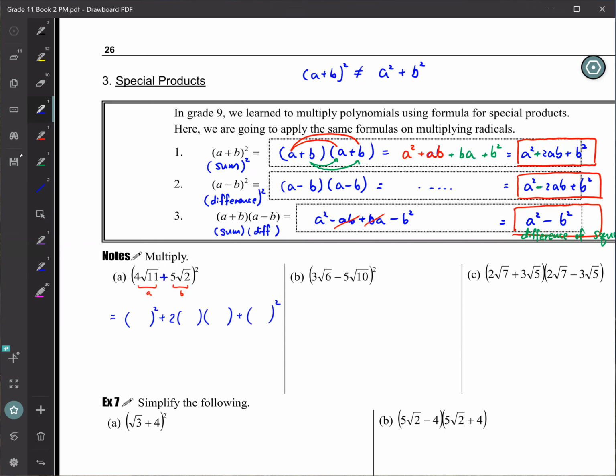You go straight to the result of the formula, to the red box. And now you fill in the a and b. So a is 4 root 11, 2ab plus b squared. I'll wait for you to write this down. When you got here, please raise your hand.